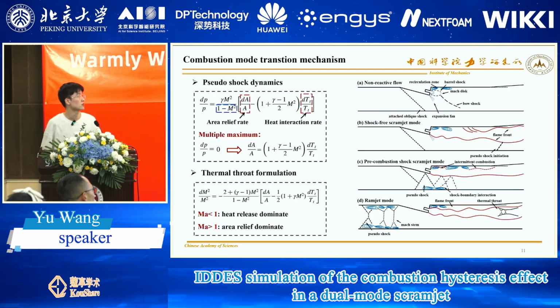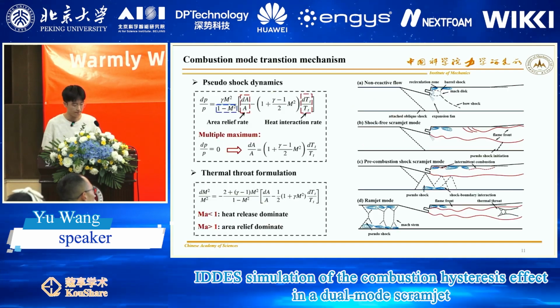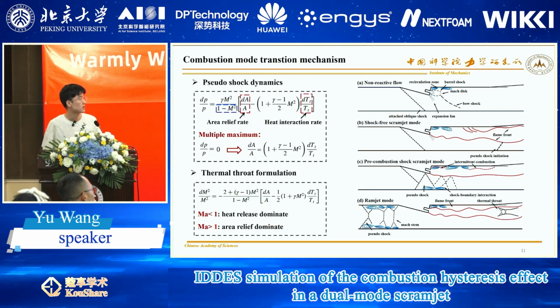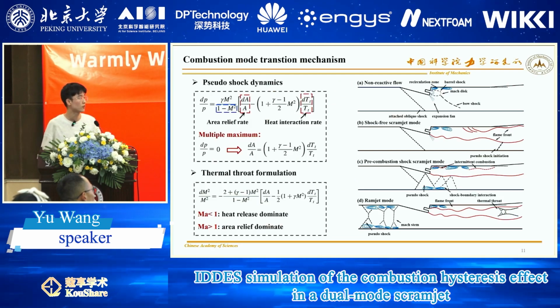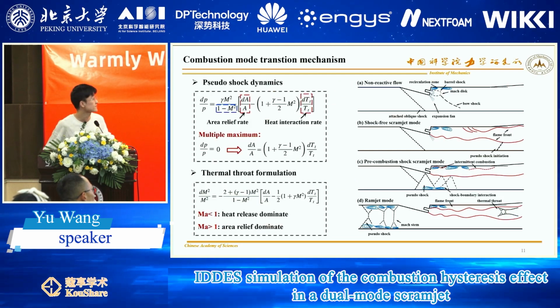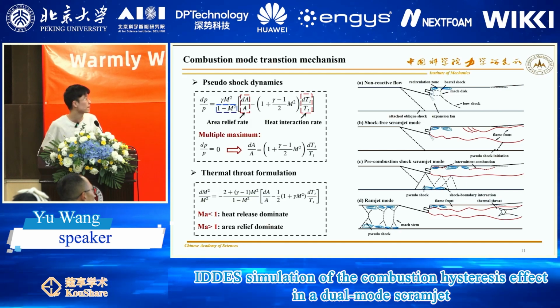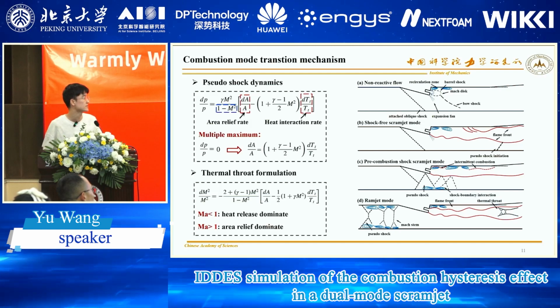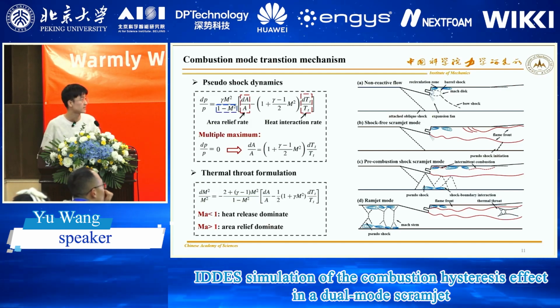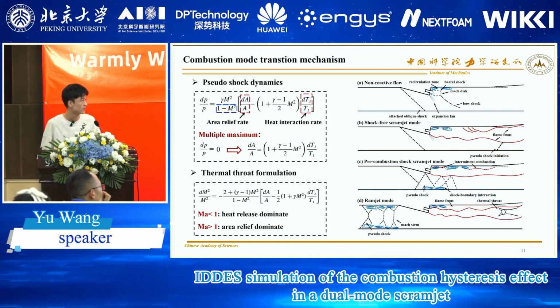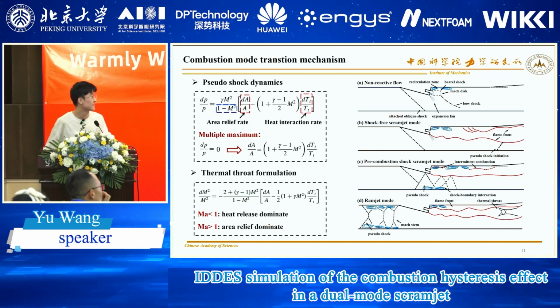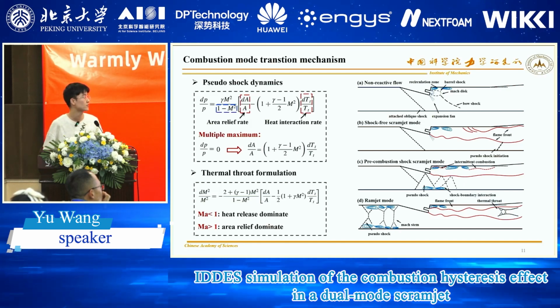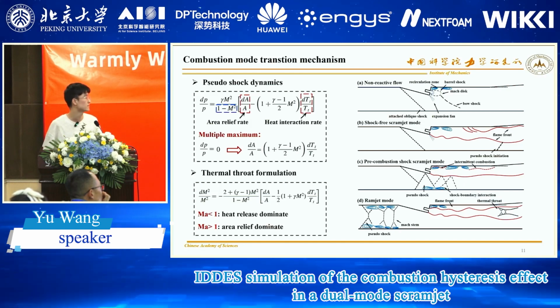Basic understandings of the combustion mode transition can be obtained from the one-dimensional control volume analysis. Let us focus on the first equation. The static pressure on the left hand is mainly associated with the area relief rate and the heat interaction rate on the right hand. And the positive or negative sign of the right hand is determined by the unity minus the square of the Mach number in the denominator.